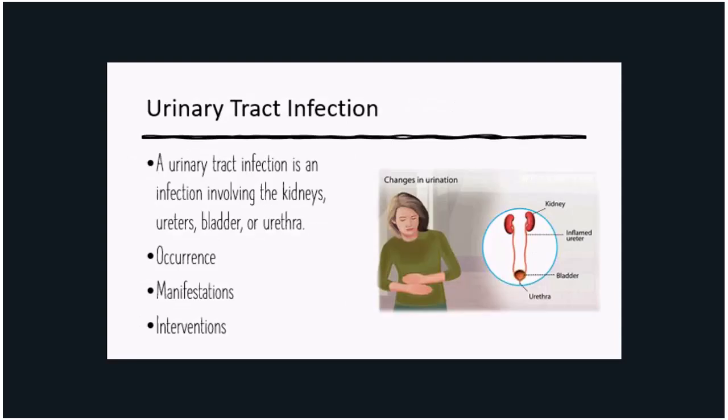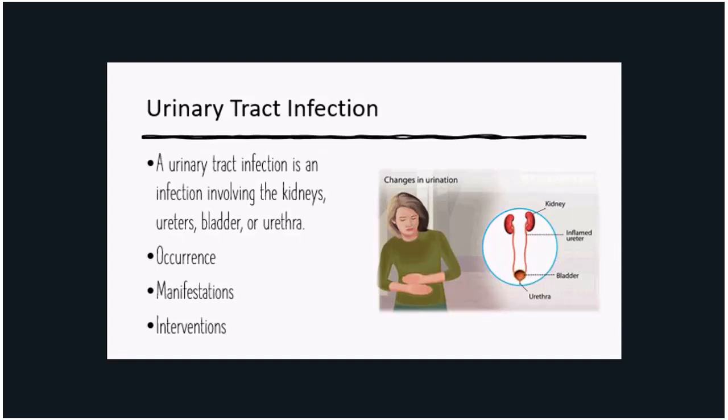So our last complication, potential complication, is urinary tract infection. And so this is an infection that involves possibly the kidneys, the ureters, the bladder, or the urethra. So the occurrence is 5 to 8 days.